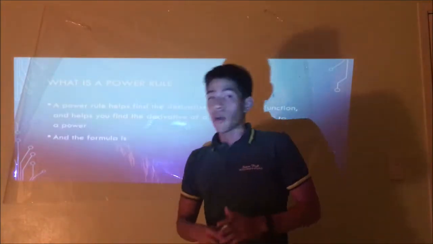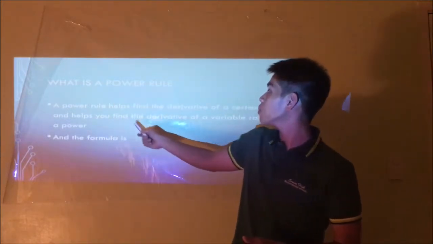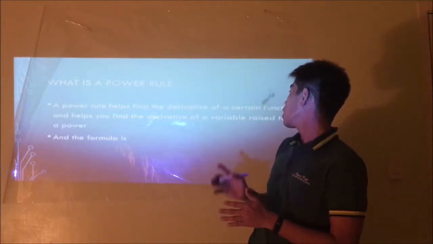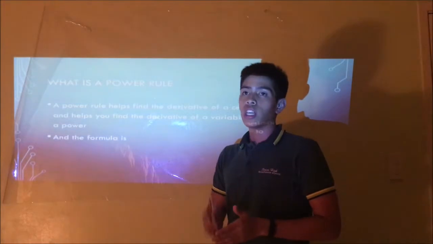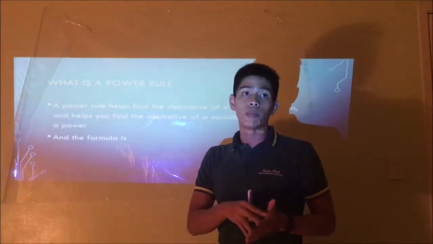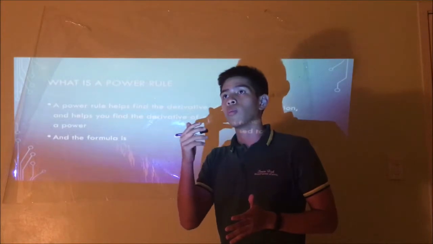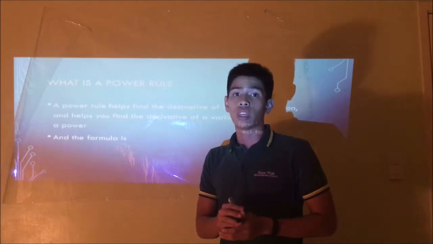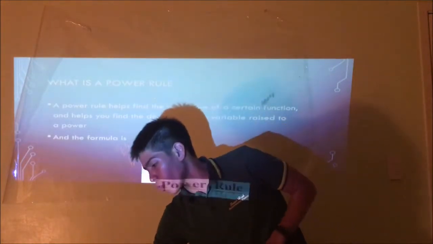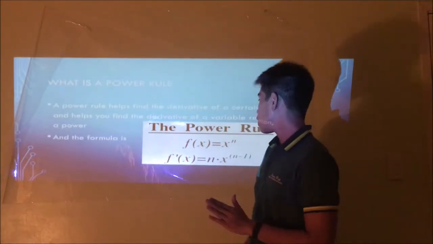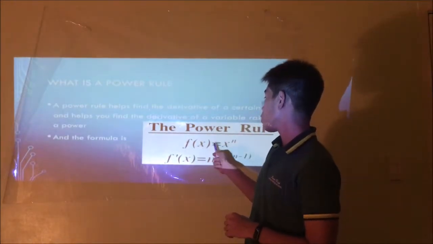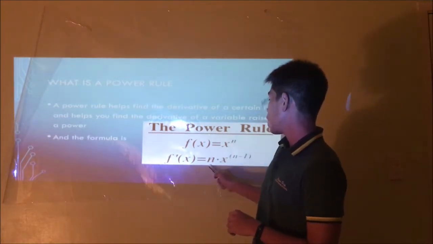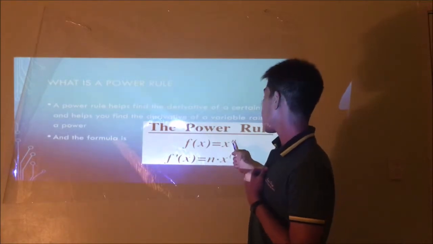Let's start off with what a power rule is. A power rule helps you find the derivative of a variable raised to a power. Meaning, if there's a variable that is being raised, for example, x is raised to 4, we will know how to get the derivative, or the prime. And here is the formula. It's really easy. For example, f of x equals x raised to n, where you multiply the n to x, then raise x to n minus 1.